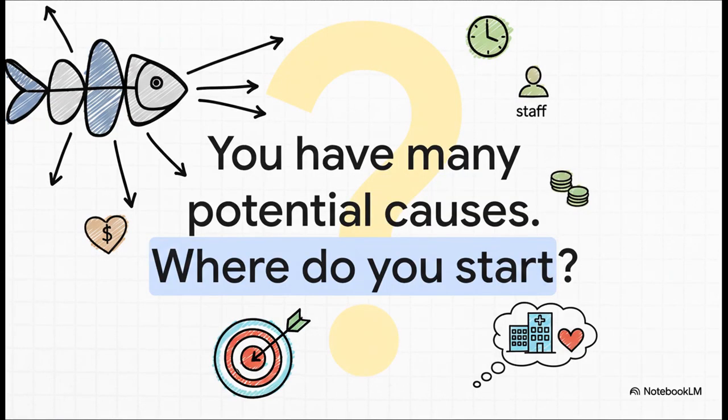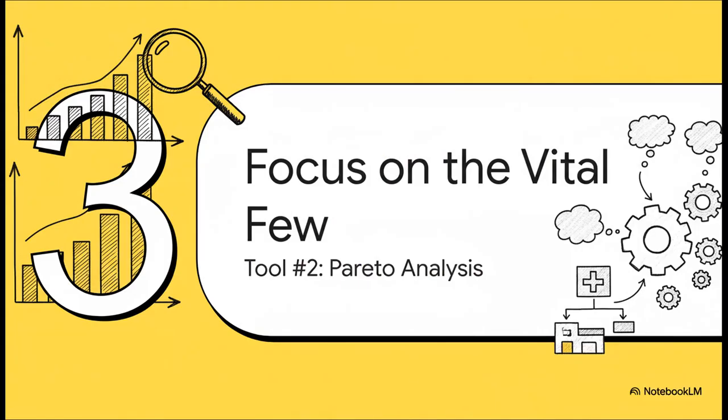Okay, so the fishbone diagram is awesome for getting ideas out, but now you're staring at a whiteboard that's full of potential causes. And we all know in the real world, we don't have endless time and money. You can't fix everything at once. So how do you decide where to even begin? And that question leads us perfectly into our second tool. This one is all about prioritizing. It's about focusing on what we call the vital few, using something called a Pareto analysis.